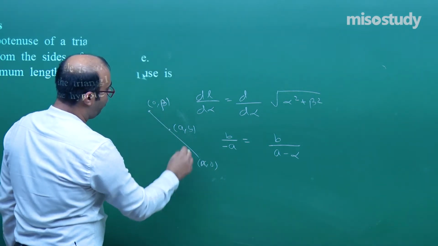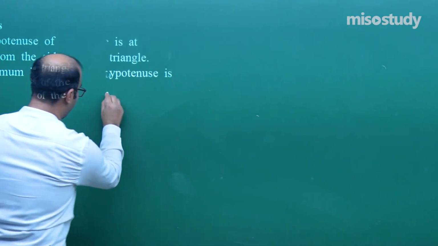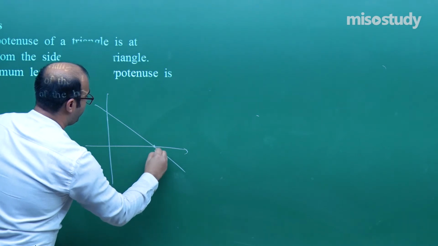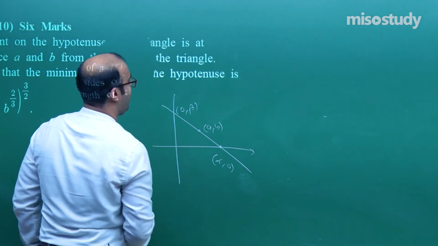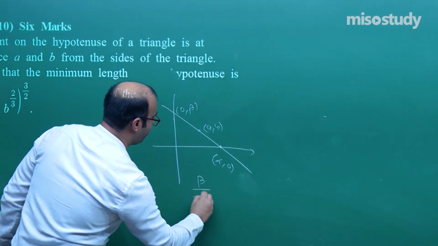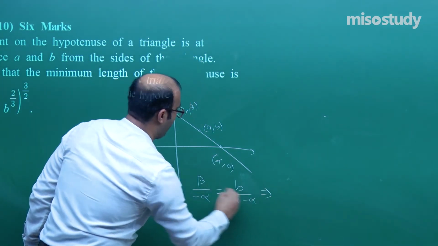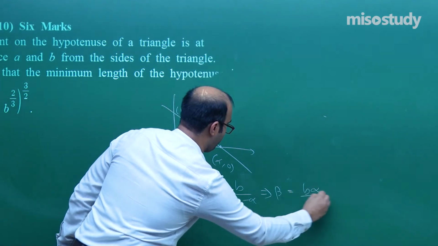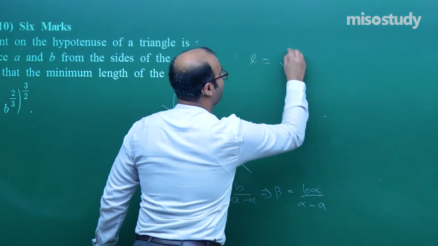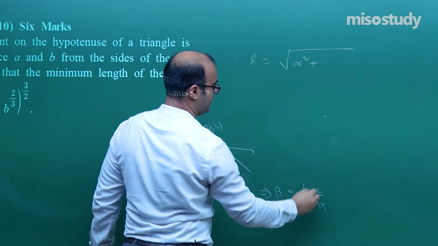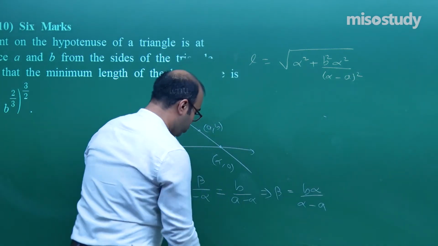So here, let us do the calculation, no problem. Sometimes calculation drives us crazy, so don't worry. This point we took as alpha comma 0, this point is 0 comma beta, and a comma b is on this hypotenuse. Then we said that this slope, beta by minus alpha, is equal to b by a minus alpha, which we wrote as beta is equal to b alpha by alpha minus a. So this was beta in terms of alpha. Length was root over alpha square plus beta square. So alpha square plus b square alpha square upon alpha minus a whole square. So this is what we did.